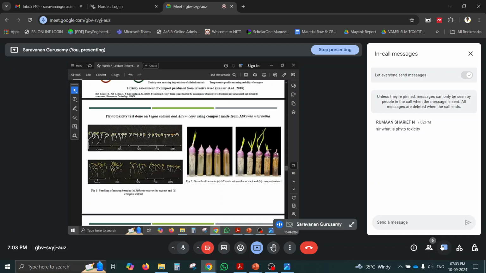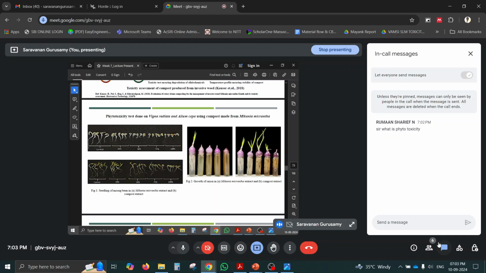So I am applying this compost to the agricultural land. It should not affect the plant growth because it will enhance the soil properties like void ratio, porosity, water holding capacity, and bulk density, all of which are increasing. But whether the plant growth will increase or not, that is what I am going to check by the phytotoxicity test. That is called a seed germination test, we will say.